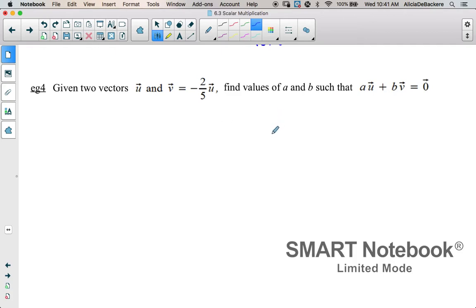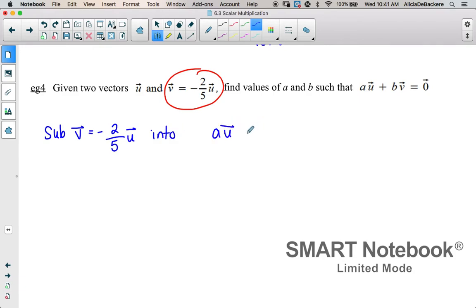All right, example 4, we're given two vectors u, and v is actually a scalar multiple of u. It's negative 2/5 of u. We want to find values a and b such that a times vector u plus b times vector v is equal to 0. Okay, so I'm going to start with subbing this in to this expression. As soon as I can combine two equations, I'm going to do that and see what new information I get.